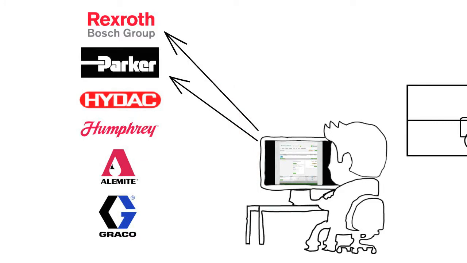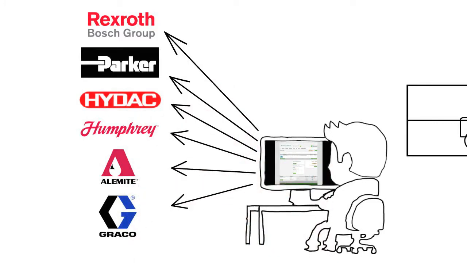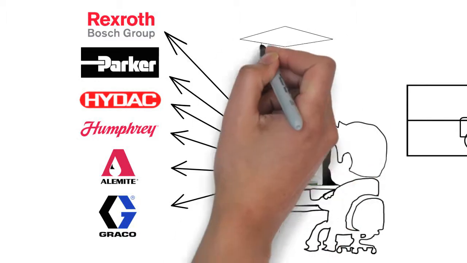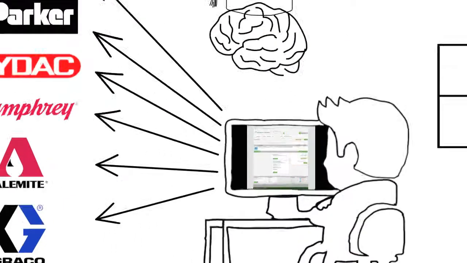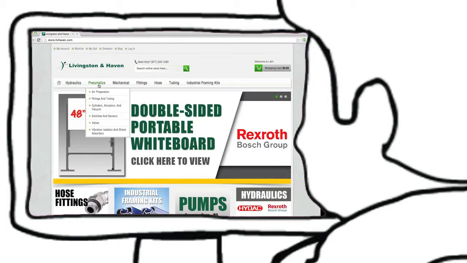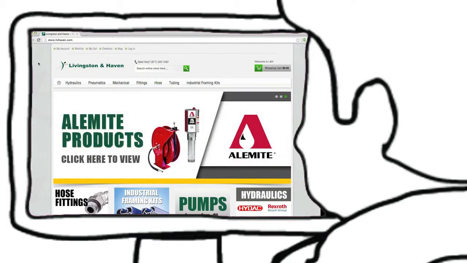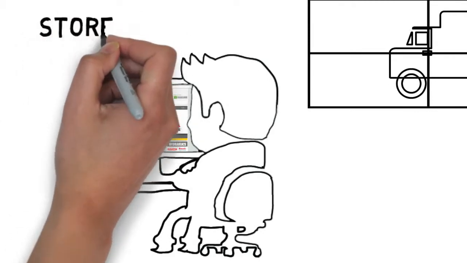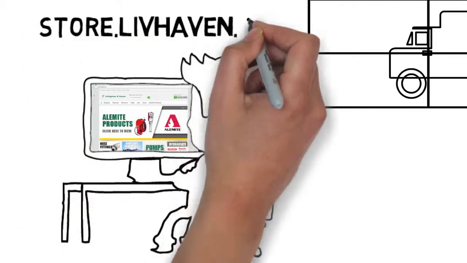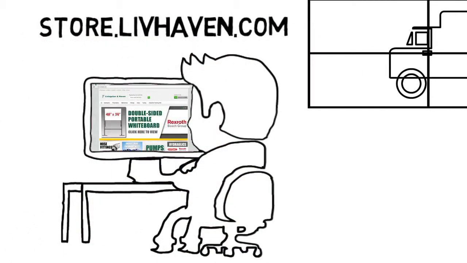Through our experience and our association with market-leading vendors, store.livehaven.com brings our connections and our knowledge to you. Find what you need from hydraulics, pneumatics, hose, fittings, and more. Store.livehaven.com, the simple and convenient way to order all of your industrial products.